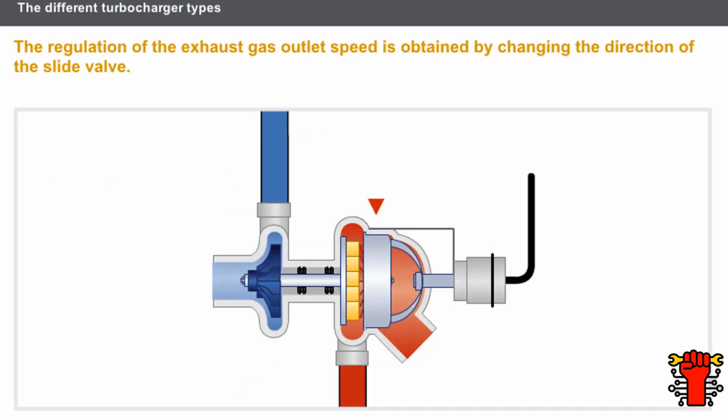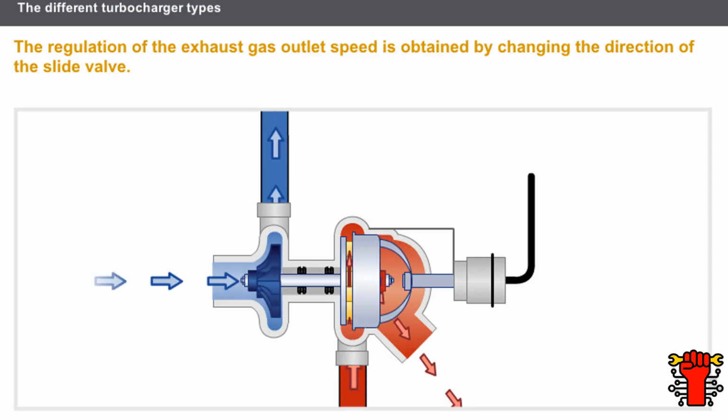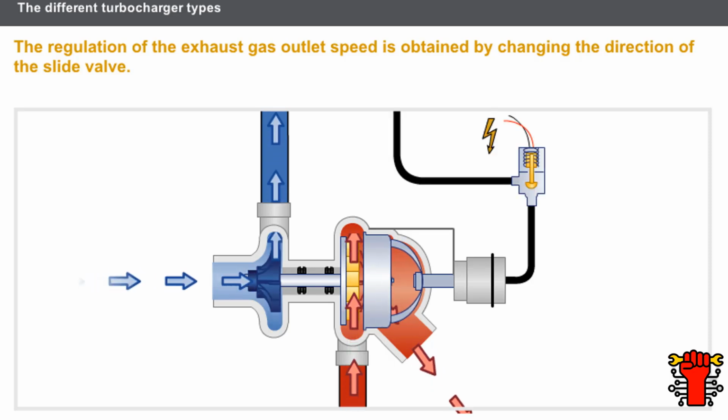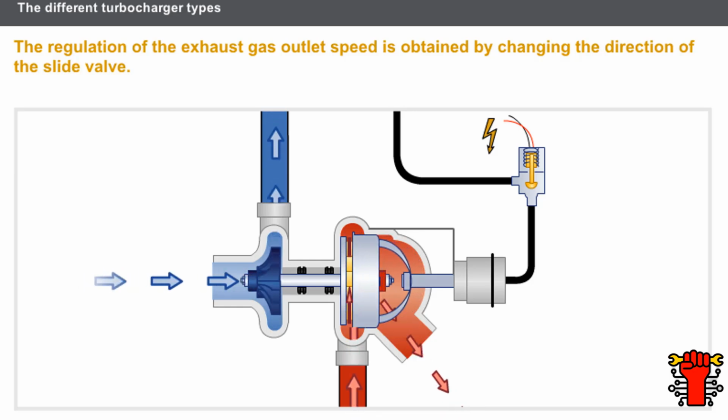The regulation of the outlet gas speed is obtained by changing the direction of the slide valve. The slide valve lets more or less exhaust gas pass to the turbine through the fixed vanes. The position of the valve is changed by the injection computer to increase or decrease the turbine rotation speed according to the engine load. The injection computer controls the slide valve around the pneumatic control.